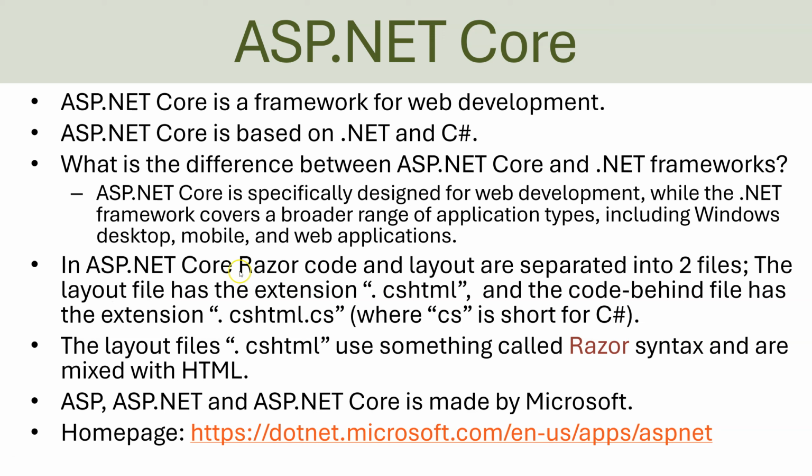In ASP.NET Core Razor, which is the focus in this tutorial, the code and the layout are separated into two different files. We have the layout file with the extension .cshtml. This is also referred to as the Razor page itself. And then we have a code behind file or a page model file with the extension .cshtml.cs, where CS is short for C#. If you are using Visual Basic, it should be VB instead of CS. But typically, you should use C# as the programming language when working with ASP.NET Core.